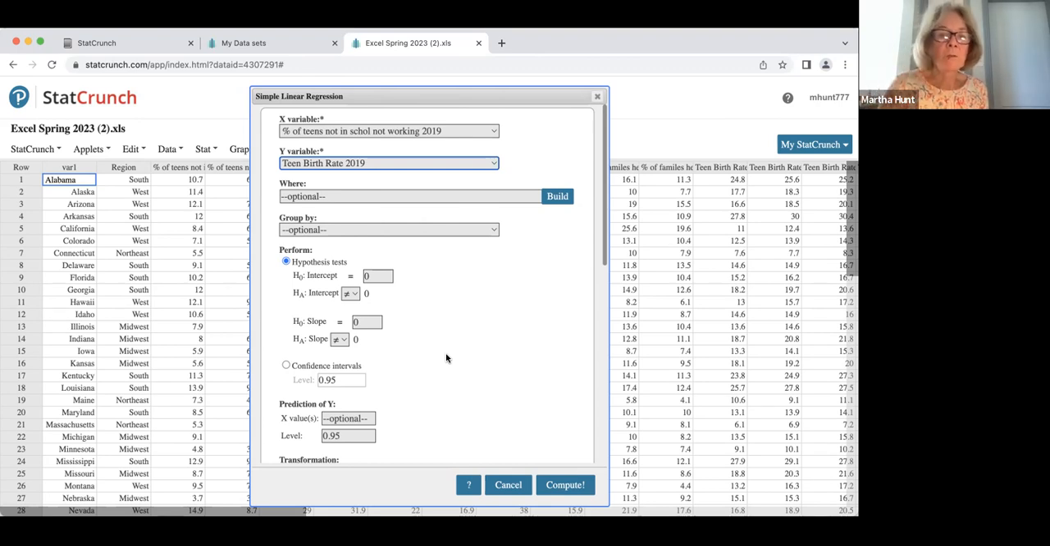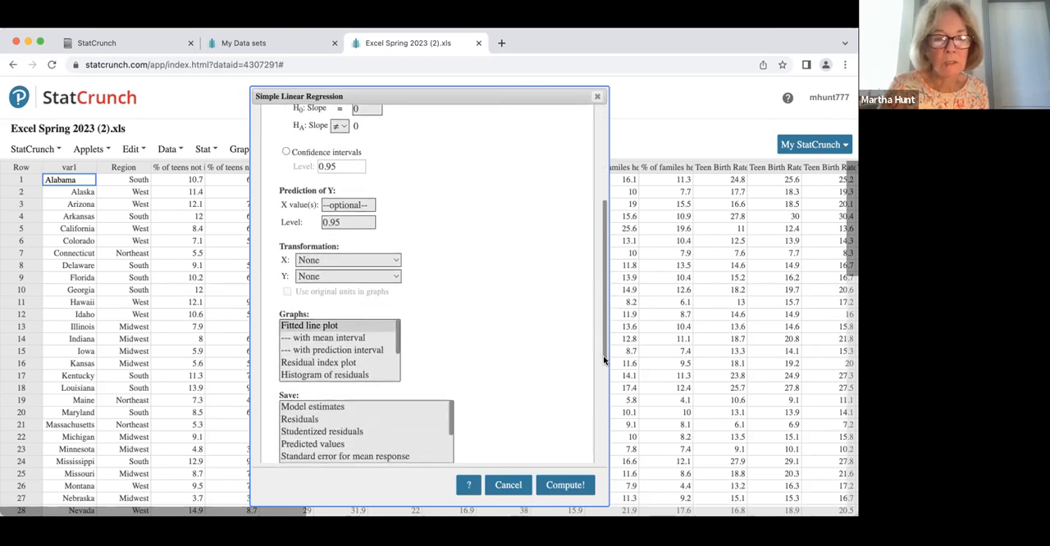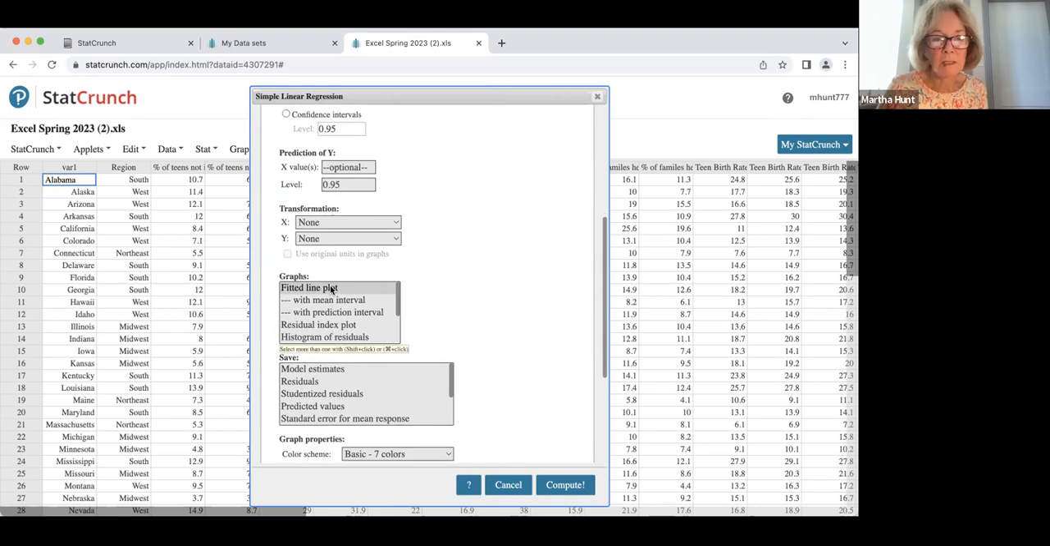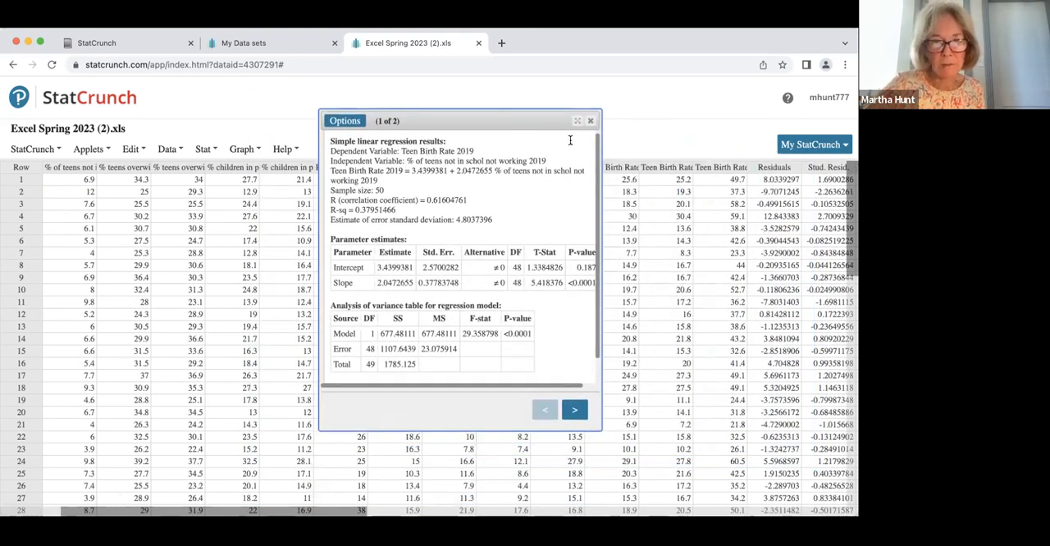Okay. So we're gonna do none of this stuff. But we are going to plot the line. And we want the residuals and the students standardized. And you're going to compute. And there's a whole bunch of stuff that comes up. And I think I mentioned this before.